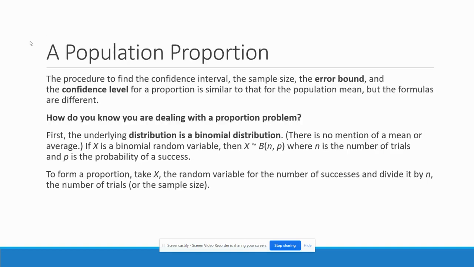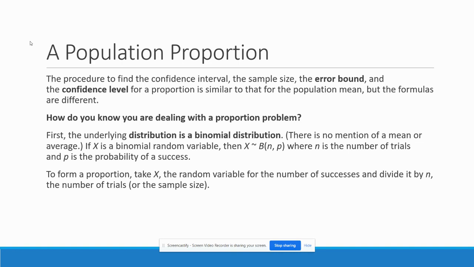All right, so the procedure to find the confidence interval, the sample size, the error bound, and the confidence level for proportions are very similar to those for the population mean, but the formulas are different. Remember when we knew the standard deviation and we used all the Z stuff? We can kind of do that again.